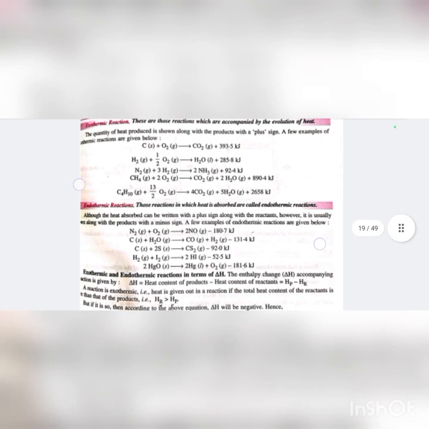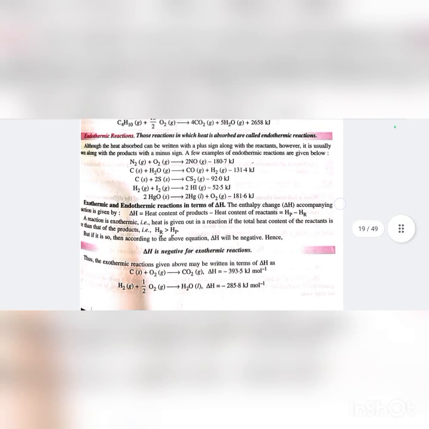Now next is endothermic reaction. Those reactions in which heat is absorbed are called endothermic reactions. Although the heat absorbed can be written with the plus sign along with the reactants, however, it is usually written along with the products with the minus sign. A few examples of endothermic reactions are given below. N2 plus O2 is equal to 2NO minus 180.7 kilojoules. H2 plus I2 is equal to 2HI minus 52.5 kilojoules of energy. Exothermic and endothermic reactions in terms of delta H.